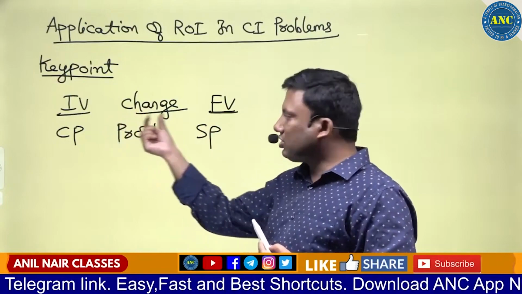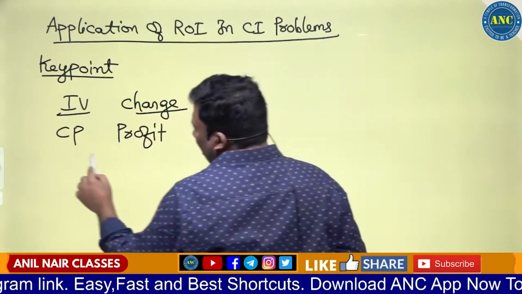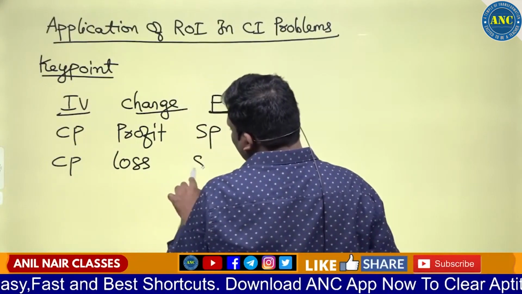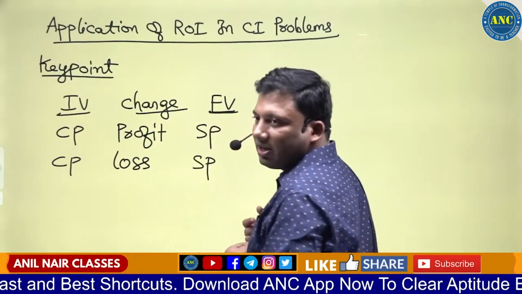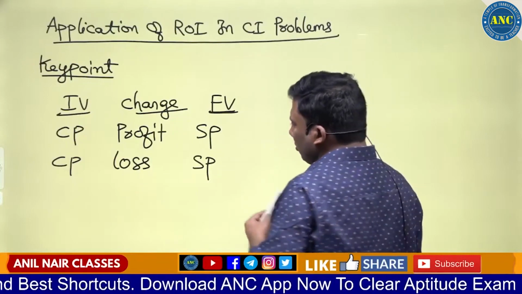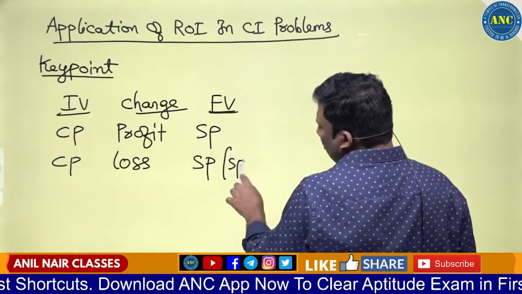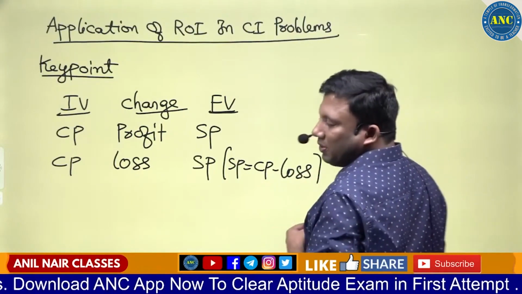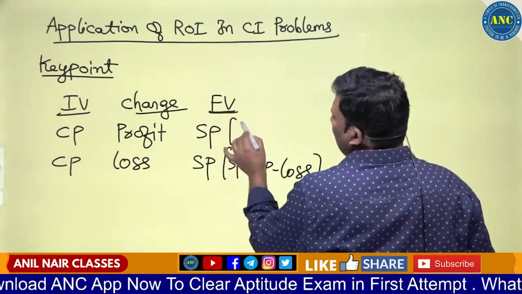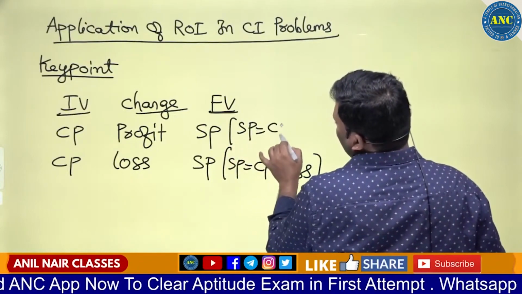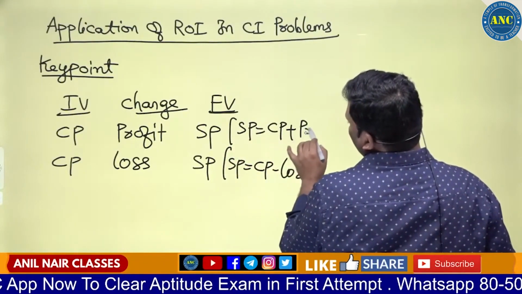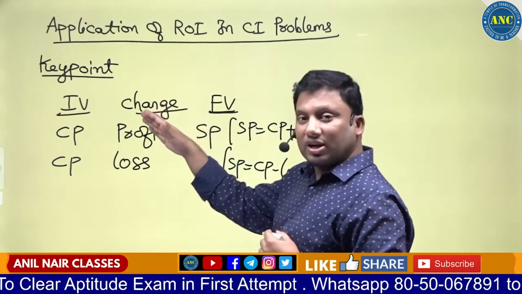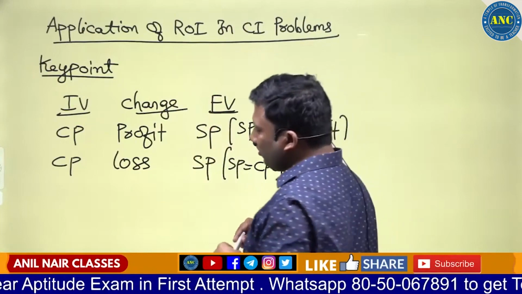Selling price is cost price plus profit. On this cost price, if the change is loss, selling price will be cost price minus loss. Are you all with me? You don't need to write it, just for your understanding I am explaining. SP is CP minus loss. Here it is SP equals CP plus profit.